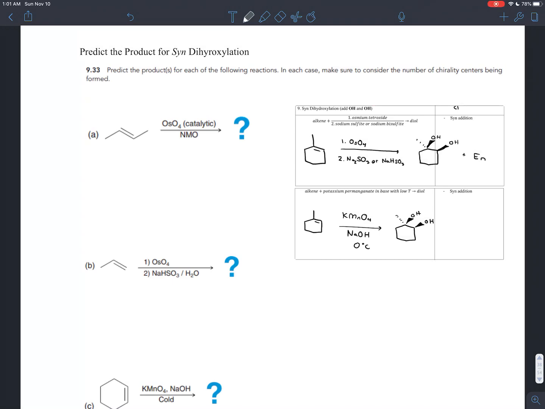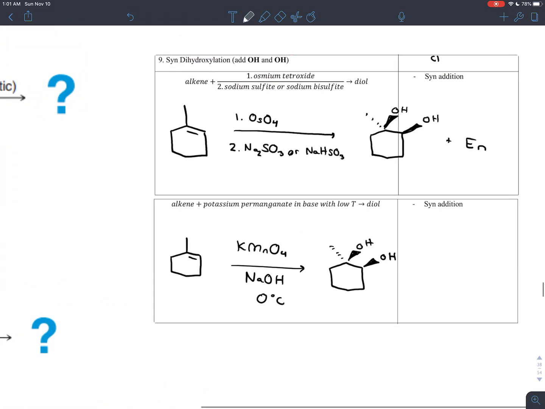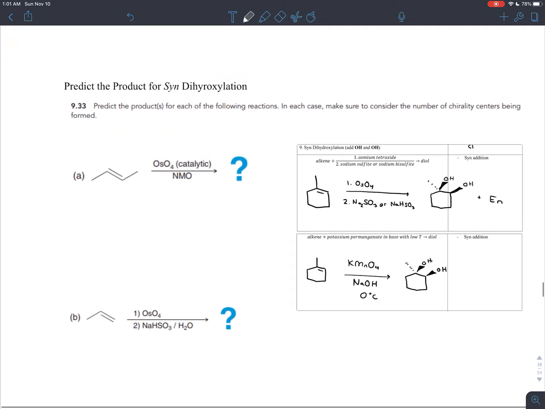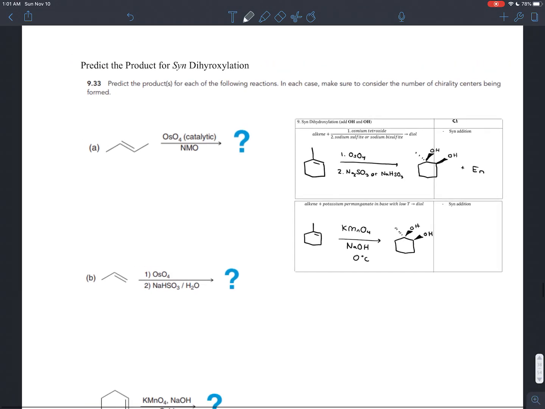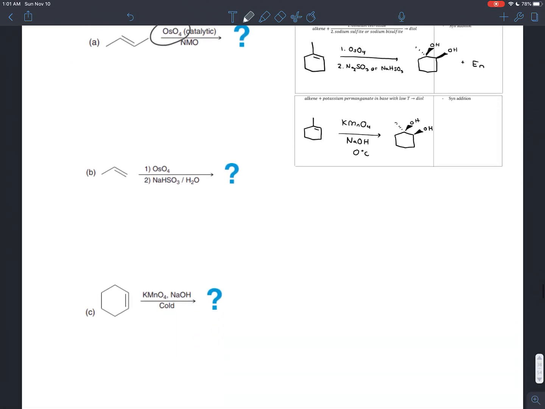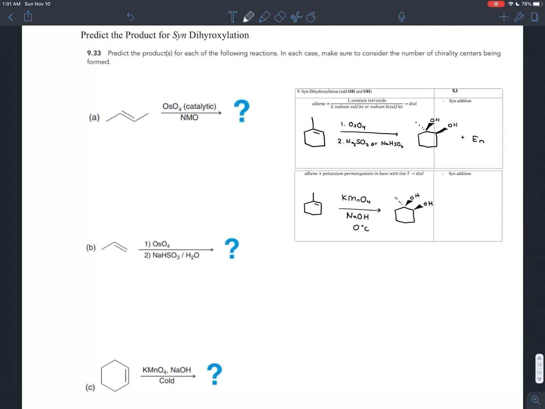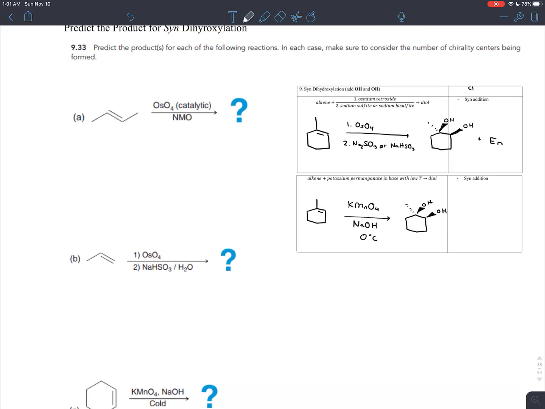So here we want to think about syn dihydroxylation from the perspective of synthesis, hopscotching from a reactant straight to a product. We just want to take into account the fact that these are going to be syn addition for the reasons that we discussed in the previous video, because of the shapes of this osmium tetroxide and potassium permanganate. The two oxygens that we add will add on the same side of the double bond.